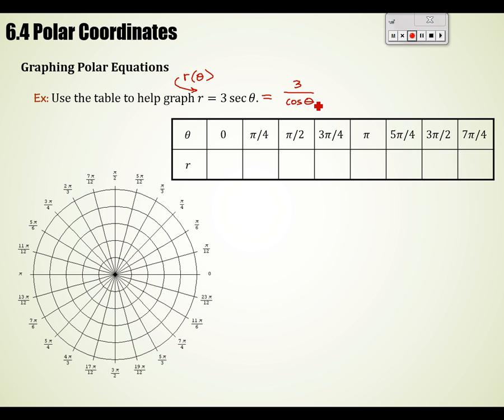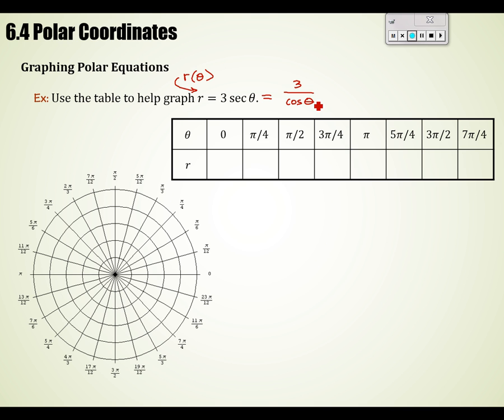If it's a function, doesn't it have to pass the vertical line test? No. It just has to have an output for every input, right? Oh, true. You're right. If you have a function y of x, then it passes the vertical line test in the regular coordinate system, but that's not what we have here. We have a function, but it is going to be true that for every theta value, there will only be one r value. So we're good. This is a function.